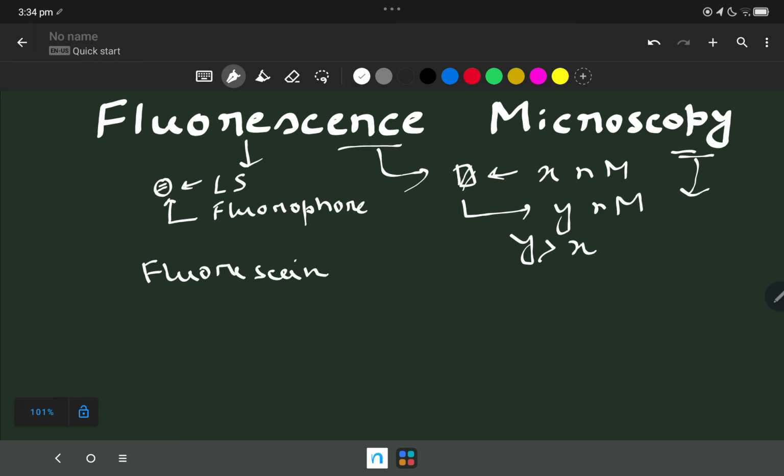There are some commonly used fluorescent dyes, like fluorescein, rhodamine, or DAPI. Fluorescein emits green light when excited with blue light. And rhodamine emits red wavelength when excited with green light. So this is the phenomenon of fluorescence.